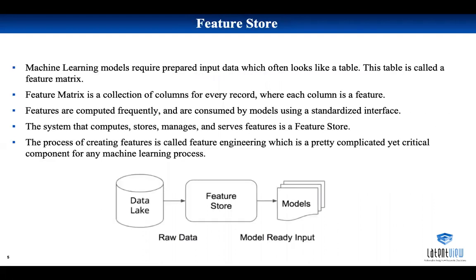So now we have an idea what feature engineering is, what a feature is, and what a feature store is. This is what a feature store does: we have raw data, we add some features, put them into a feature store, and that feature store serves the models. As you can see from one of the points, a feature store is a system that computes, stores, manages, and serves the features.